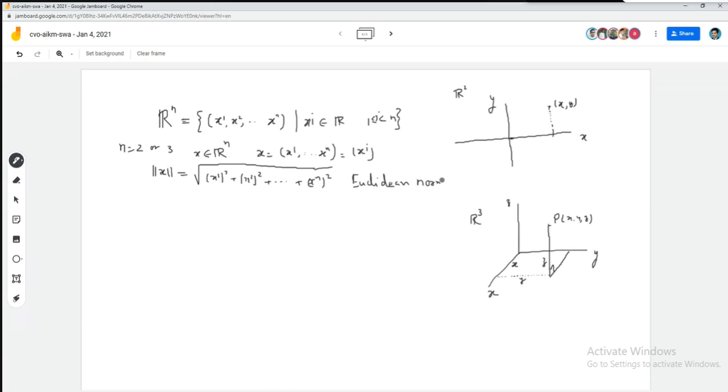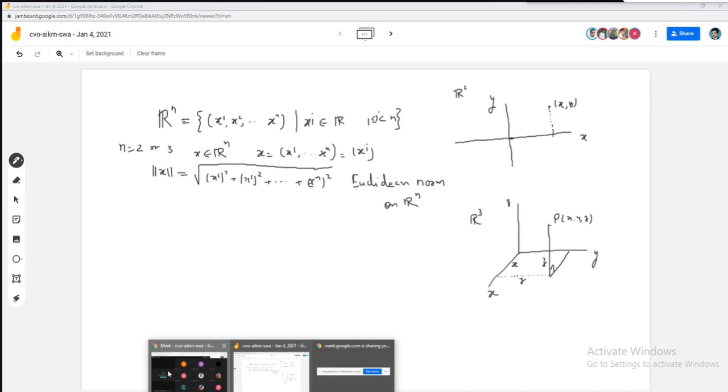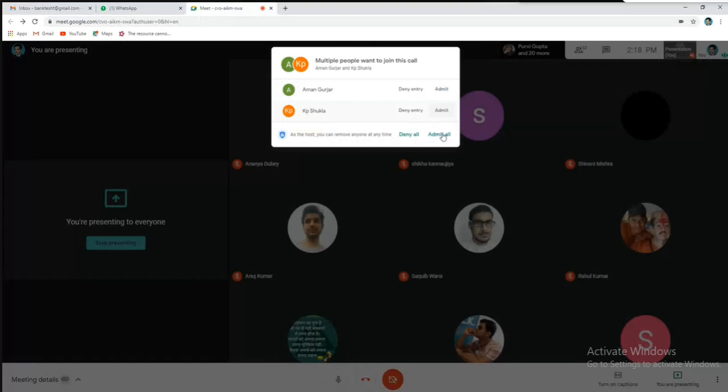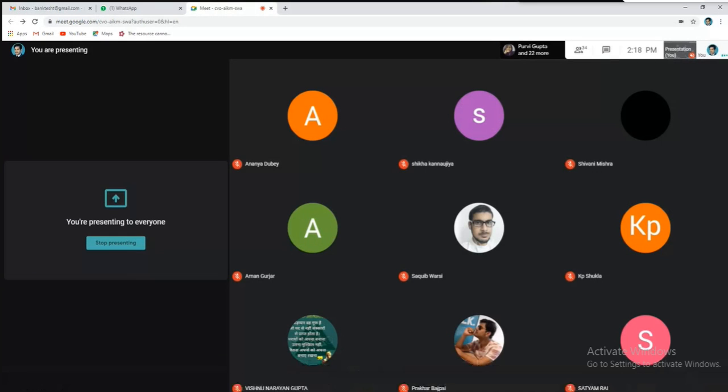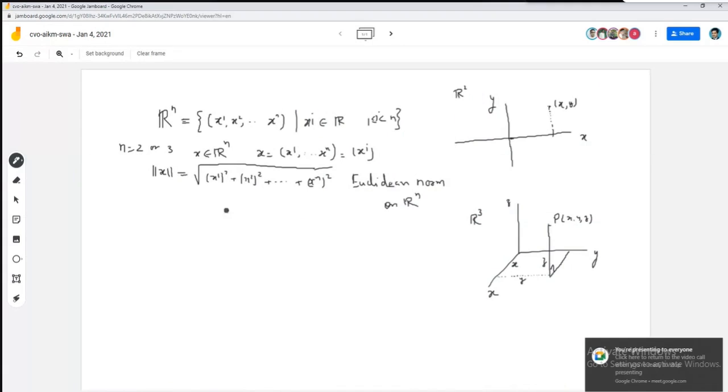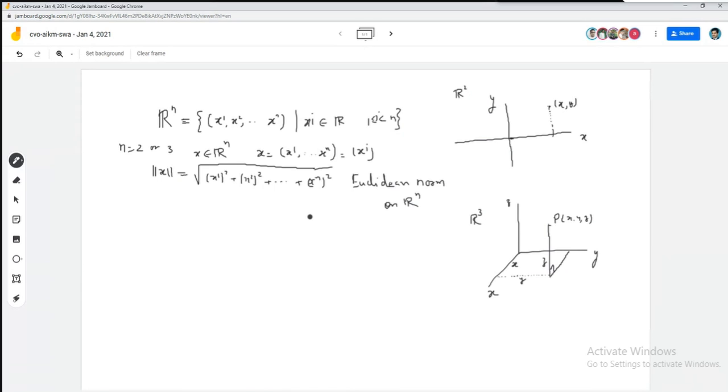In two-dimensional space, the norm of x is simply the square root of x1 square plus x2 square, and in three-dimensional space, the norm of x is the square root of x1 square plus x2 square plus x3 square. So norm means the kind of length of the vector. In fact, there are several norms, but this one is very suitable and useful for us, and it is called the Euclidean norm.